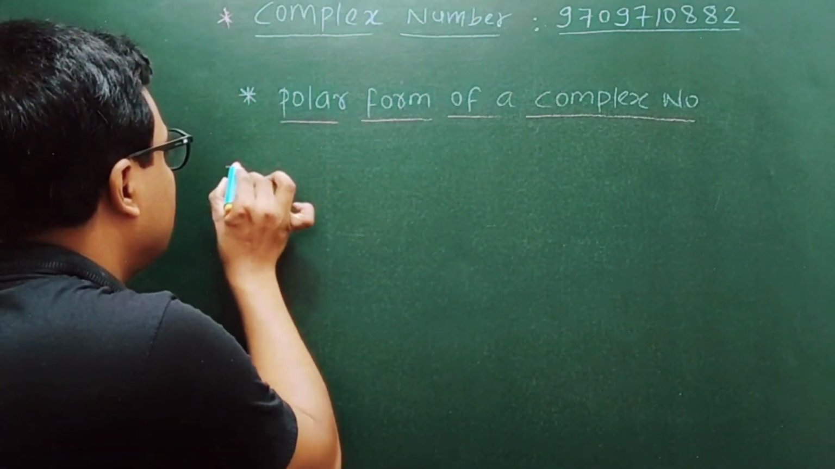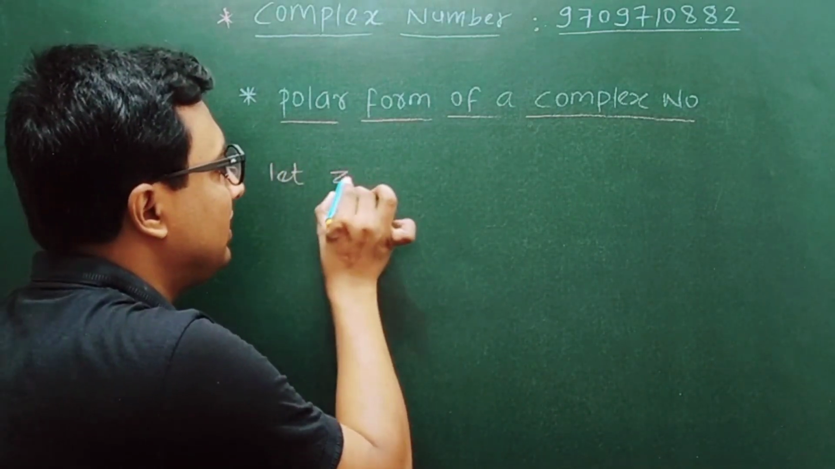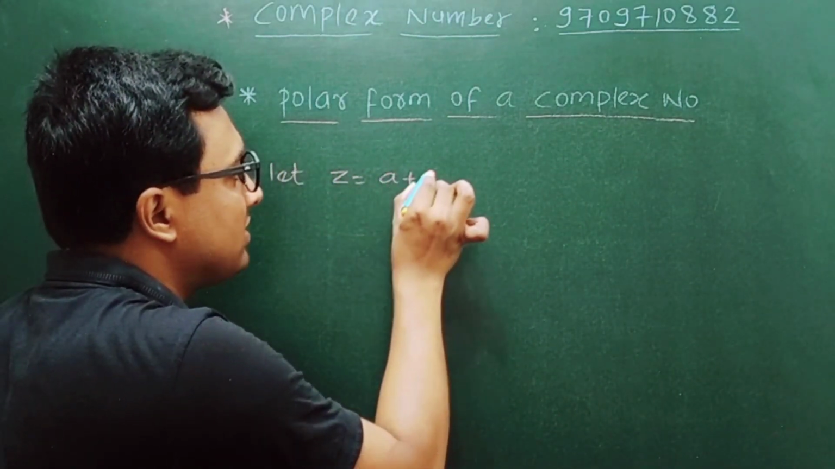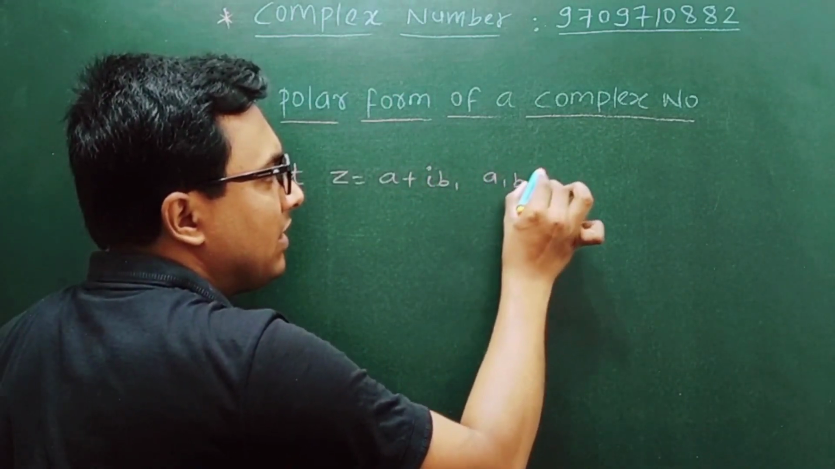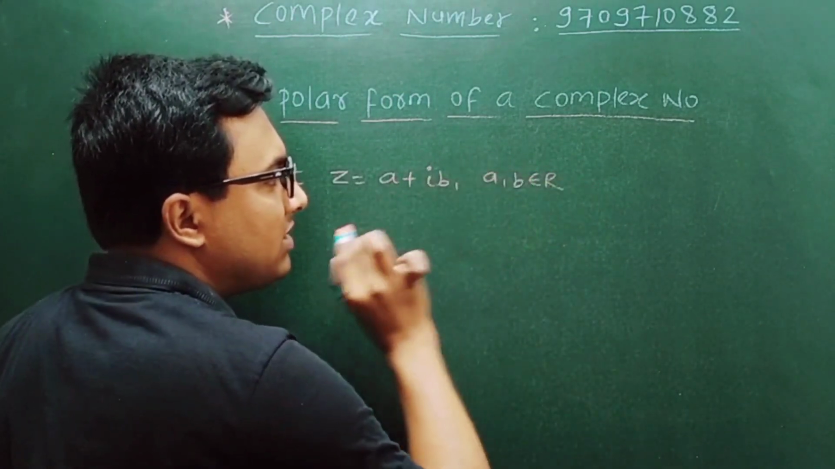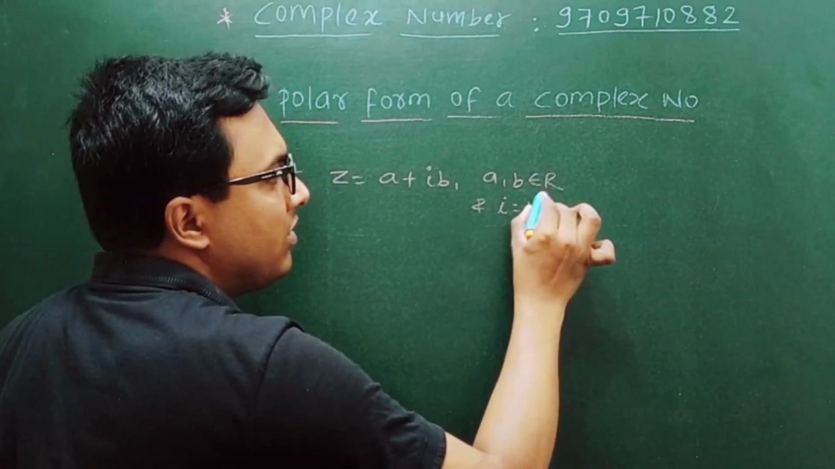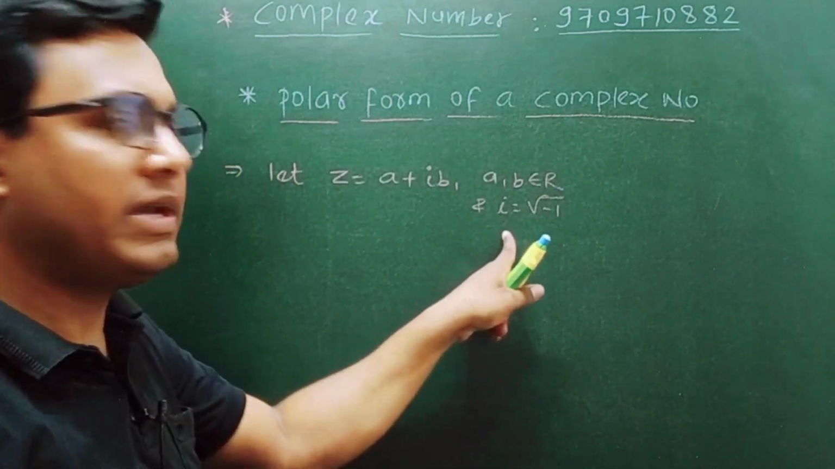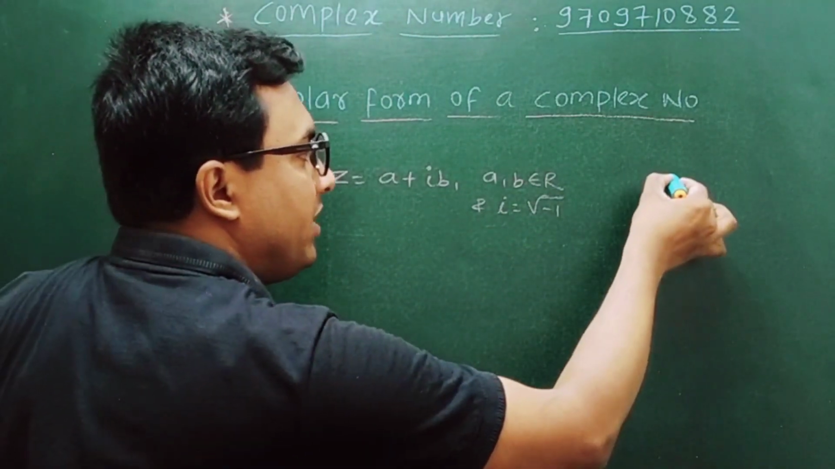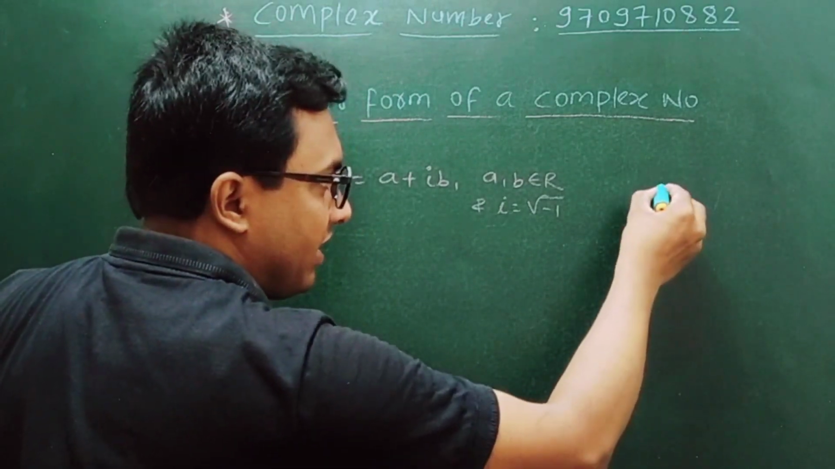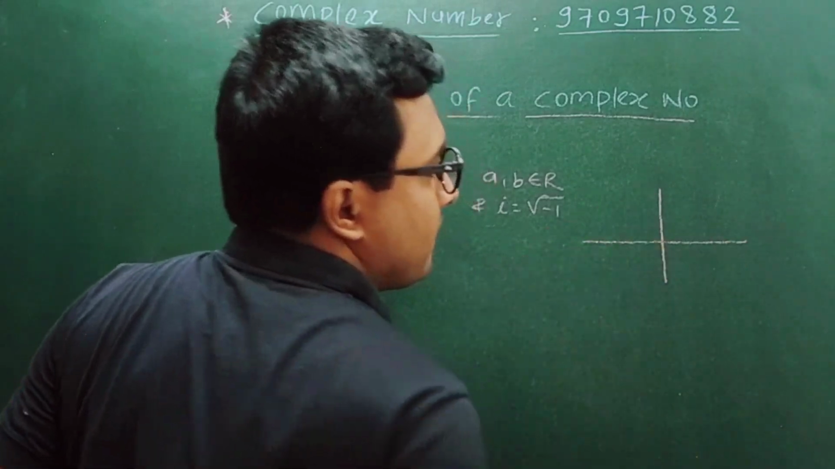See here, let a complex number z be equal to a plus iota b. We know a and b are real numbers, belonging to the real numbers, and iota is equal to root under minus 1. This is an imaginary number. See here, we represent this complex number in the Argand plane, right? Clear?